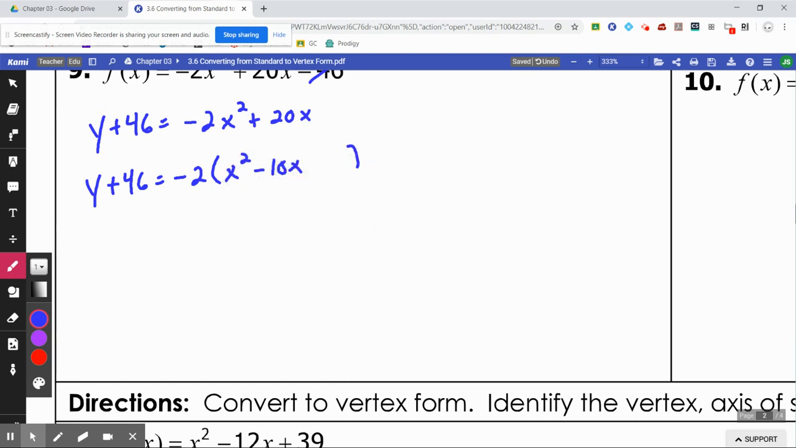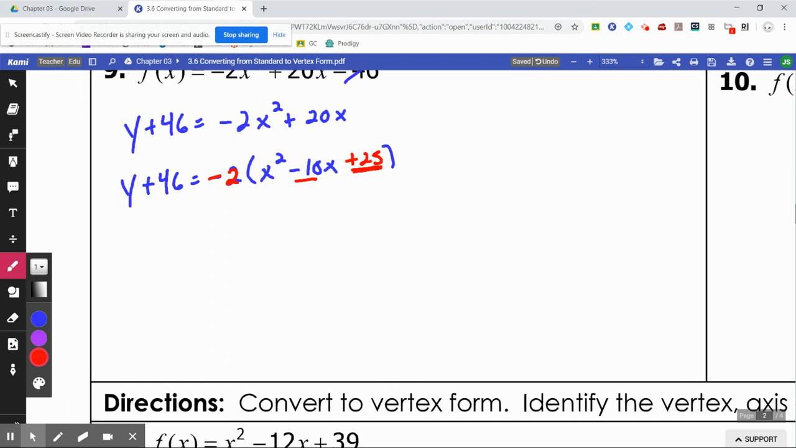Leave yourself a space because we're going to complete the square. Take half of negative 10, and you can do that in your head. That'd be negative 5. Square it, and you get a positive 25. Ask yourself, is that what we added to the side, or is that just what we added inside parentheses? And there is a number outside of parentheses, so technically we added 25 inside parentheses, but we added negative 2 times 25 to that side. Negative 2 times 25 is negative 50, so therefore you have to add a negative 50 to the other side as well.